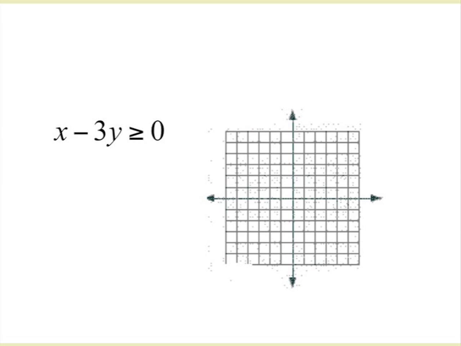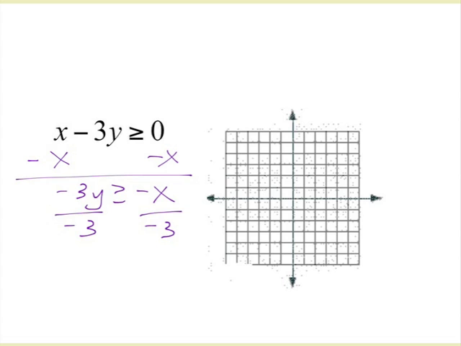So how do I get y alone? Subtract x from both sides. So negative 3y is greater than or equal to negative x. And then divide by negative 3. And I get y is less than or equal to, because I divided by a negative, that sign has to flip around. If you multiply or divide by a negative in an inequality, your arrow has to flip. And that is positive 1/3 x. Negative divided by negative makes positive.